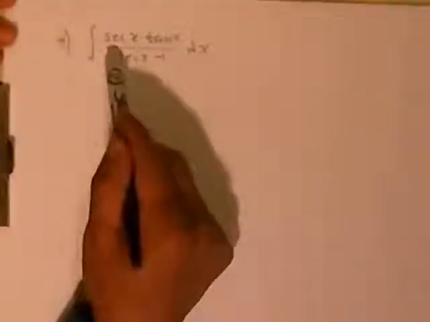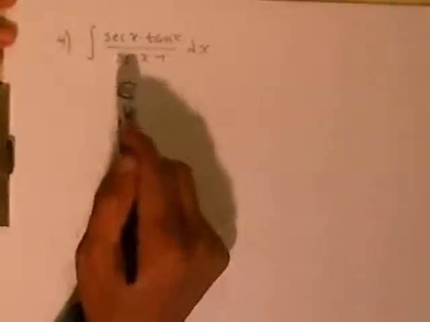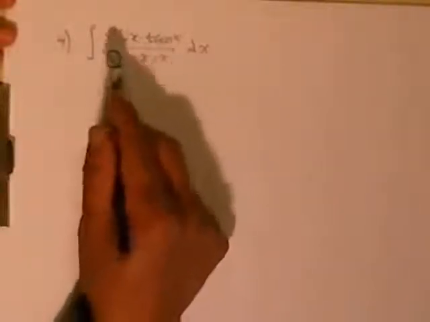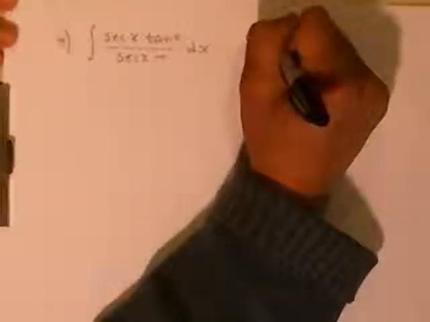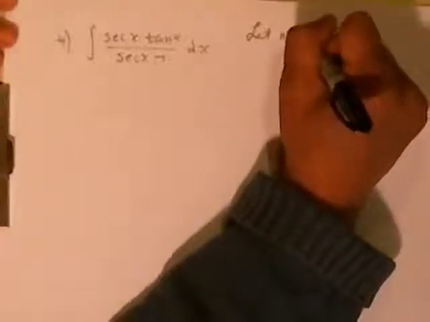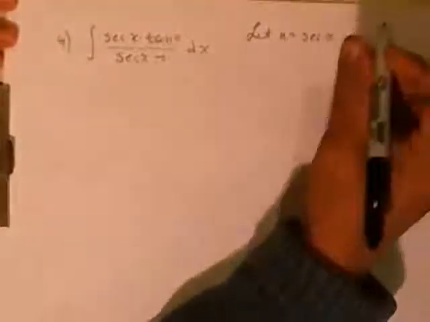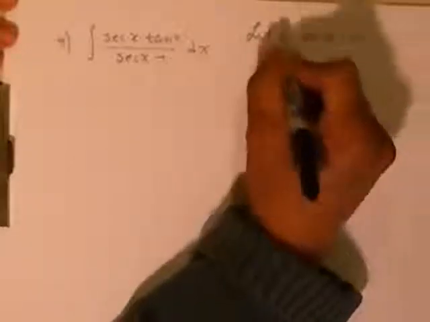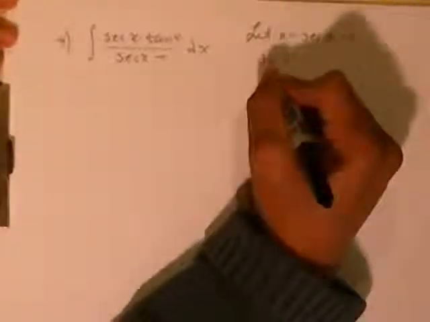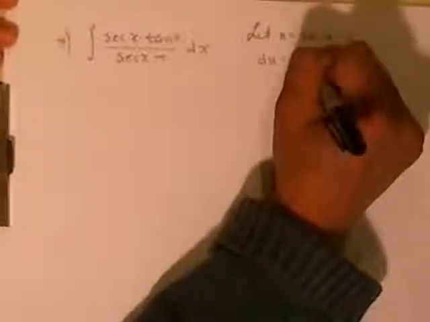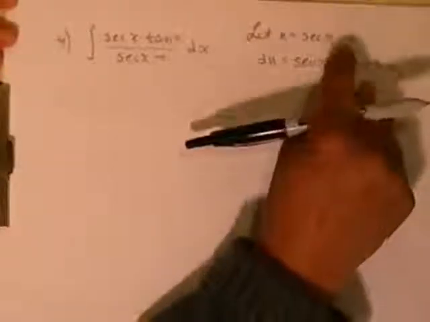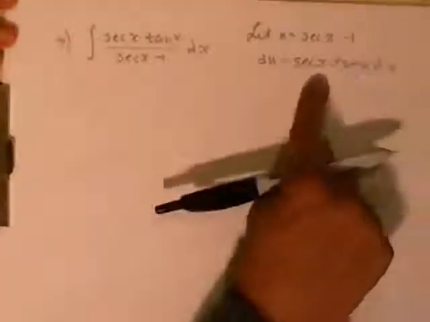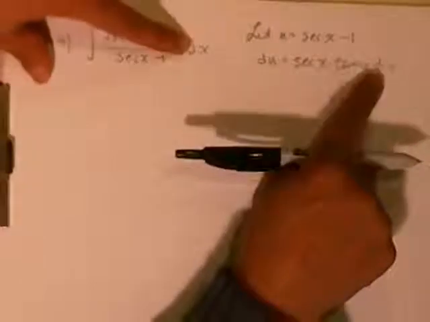If you let u equal this right here, what's the derivative of the secant? It becomes a secant tangent. That's the chain portion right over here. So it's a straight out u substitution. We're going to let u equal secant of x minus 1. The derivative of that on the left side is du. The derivative of secant of x is the secant of x times the tangent of x dx. The derivative of 1, a constant, is 0. So there it is. The secant of x, tangent of x dx.